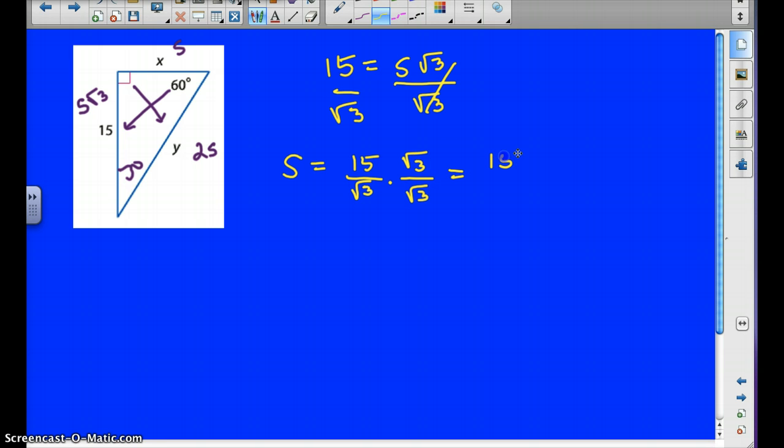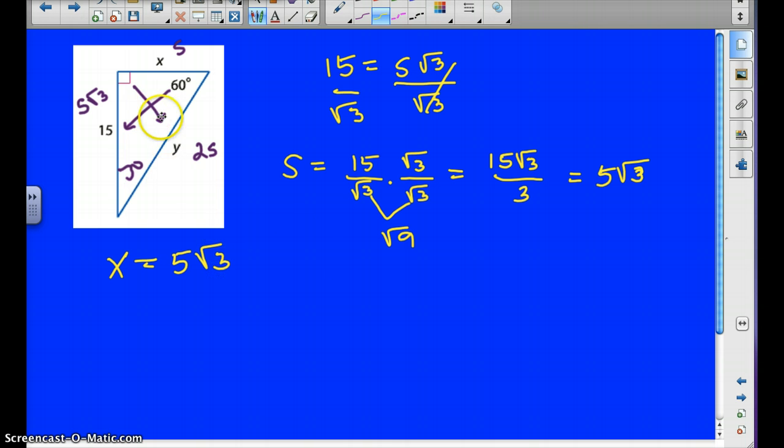So on the top we have 15 square roots of 3. And the square root of 3 times the square root of 3 is the square root of 9. Well, what is the square root of 9? It's 3. Okay, so I have the square root out of the denominator, which was my goal for doing this. Now, 15 over 3, can that be simplified? You bet. It's 5 square roots of 3. So s is going to be 5 square roots of 3. So that's what x is going to be.